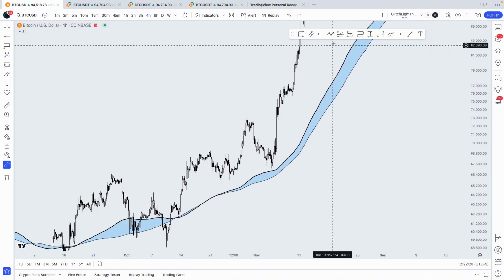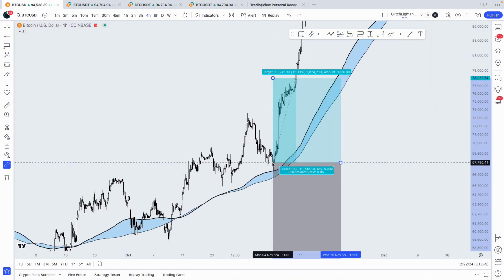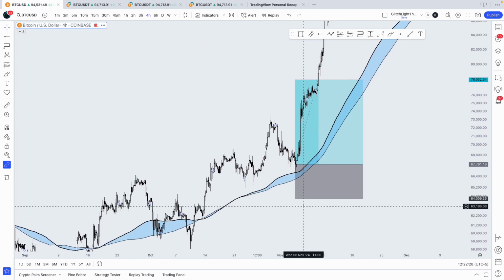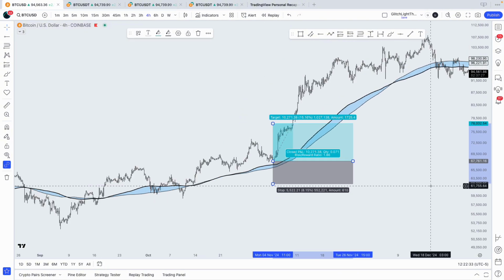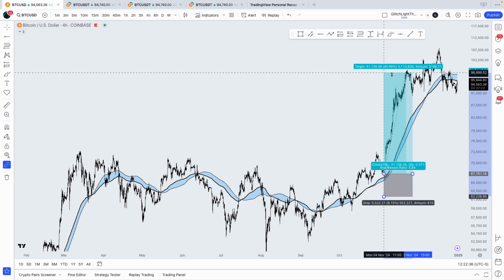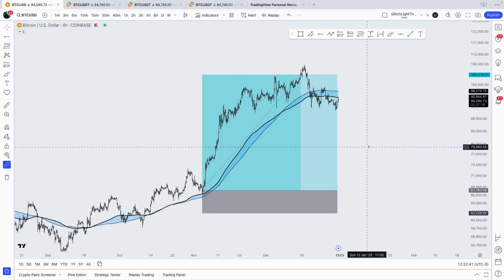So let's say you entered on this high time frame trend test right here, or somewhere in that region. Maybe you didn't get the exact bottom, and you looked for continuation higher from there. Now, instead of taking some profit off on the way up, you can simply hold your entire position until the low time frame trend breaks down.